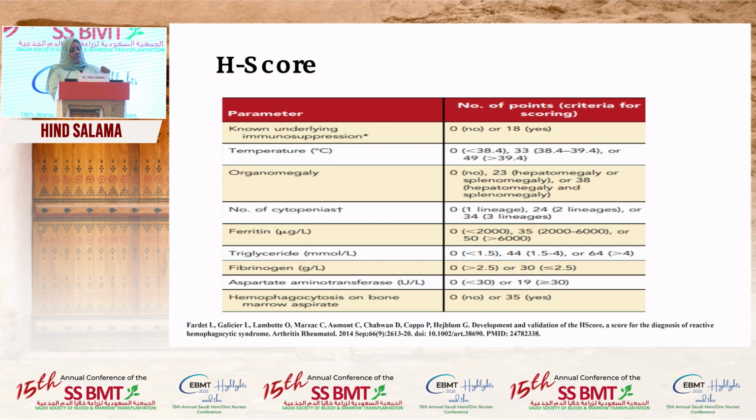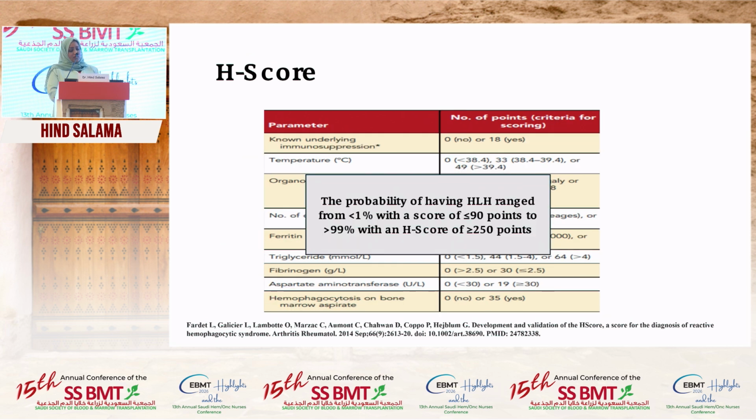And then this is an easy calculator available online. You have the probability: if the score is 169 or above, this is a positive score. And if it is 250 or more, then you have a 99% probability of having HLH. The beauty about that is all the parameters here are usually available when you see the patient, and the calculator is ready online. You can use it and calculate. And then you can sign off the case or rule it in.